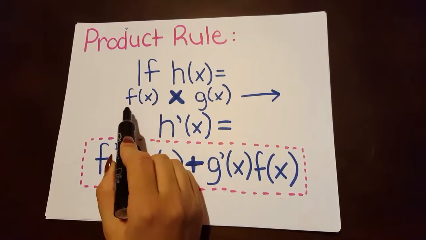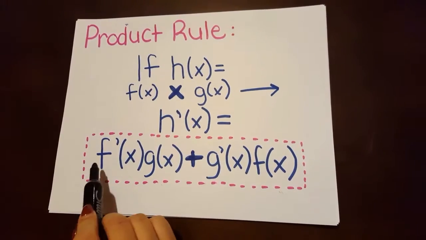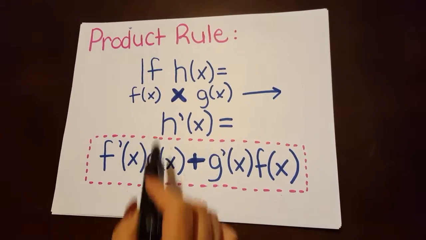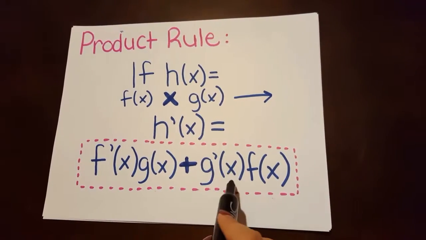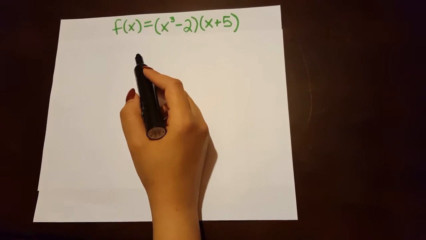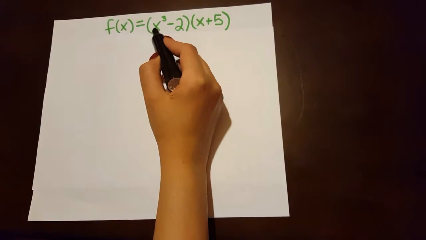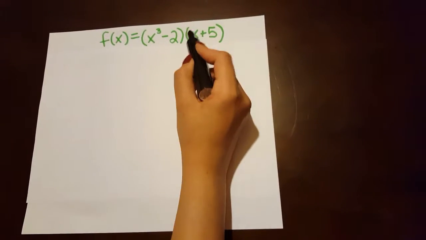h of x equals f of x times g of x, so h prime of x would equal f prime of x times g of x plus g prime of x times f of x. So let's put the product rule to use in finding the derivative of f of x equals (x to the power 3 minus 2) times (x plus 5).